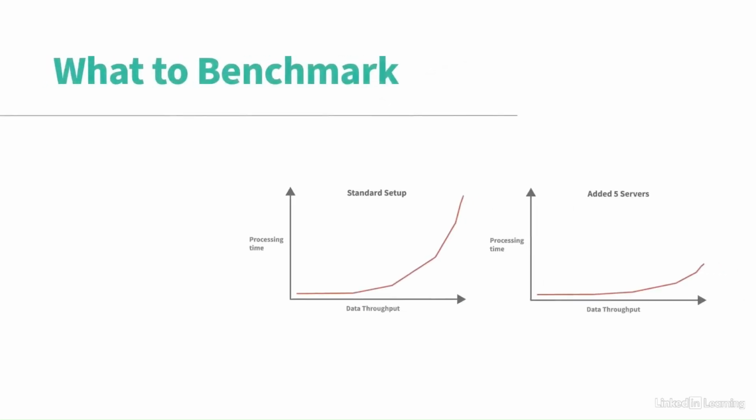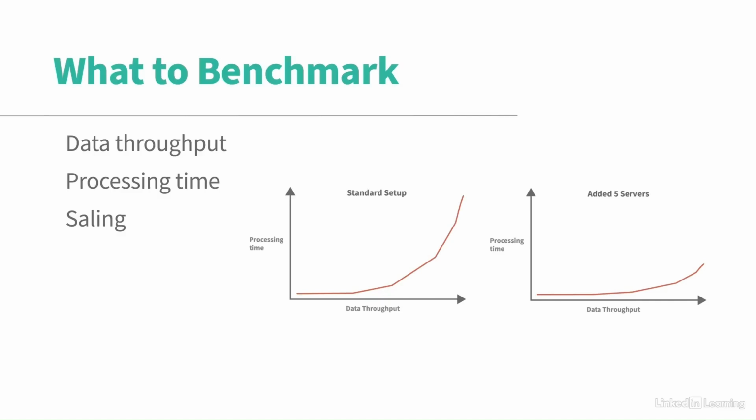Now, what could you benchmark? Things that people benchmark a lot on the technical side are throughput, processing time, and also benchmark the scaling. How much is this scaling for the future? I've created a few charts for you. Like in this chart here, I have processing time on the y-axis and data throughput on the x-axis. So the more data is coming in, the higher the processing time is going to be. So the processing time is going up.